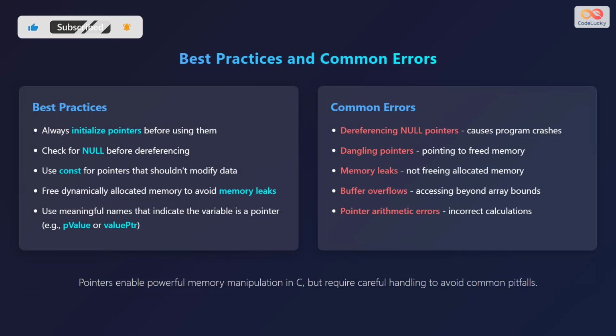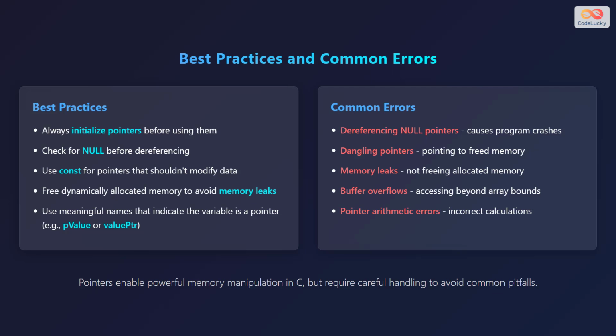Let's cover some best practices and common errors when working with pointers. Some best practices include: always initialize pointers before using them. Check for null before dereferencing a pointer. Use const for pointers that should not modify data. Free dynamically allocated memory to avoid memory leaks. Use meaningful names that indicate the variable is a pointer, for example, p_value or value_ptr.